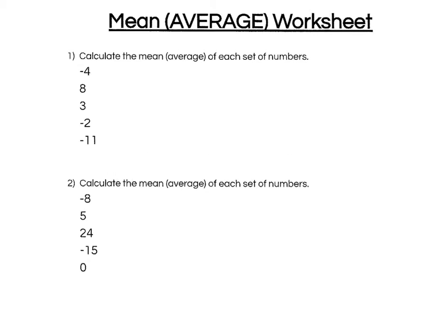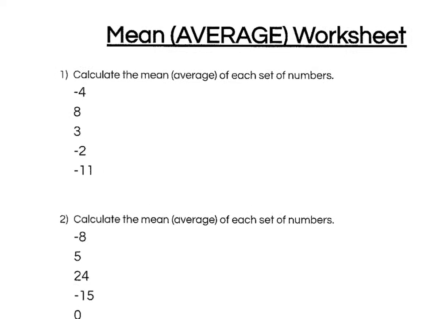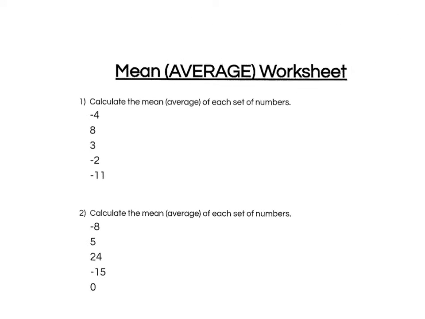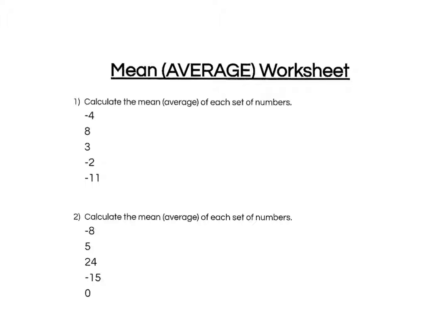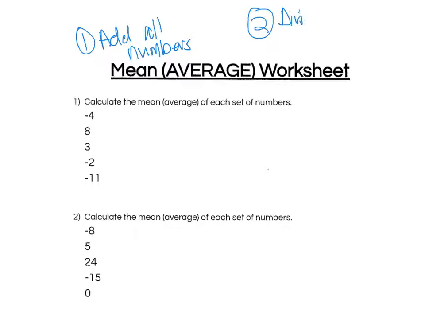I'm not going to harp on this. It is important, but I think it's something that you guys can understand pretty easily. So mean is what they call it now that you're in 8th grade. They used to call it average. And there's only 2 steps to it. The first step is to add all of the numbers up. Add all numbers together. And then step 2 is to divide by how many numbers are in the set. So I'm going to say how many numbers there are.